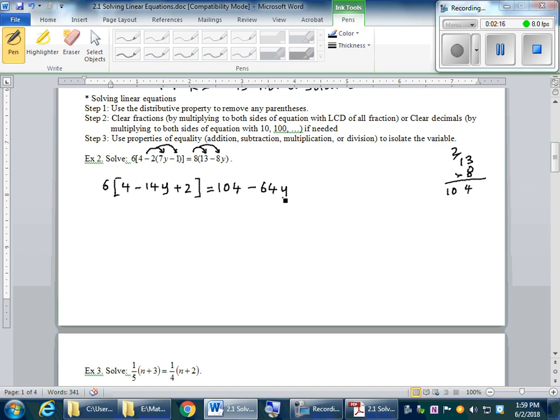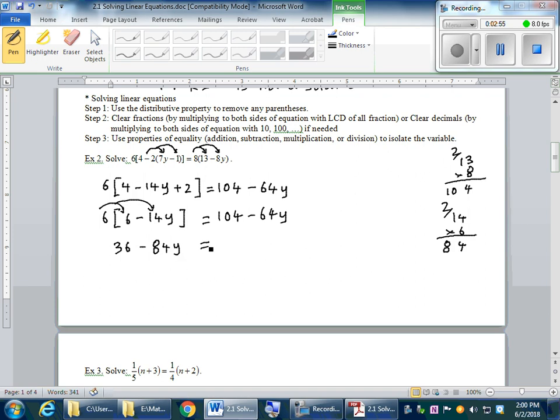Continue simplifying on the left hand side. Go by order of operations. So 4 plus 2 is 6 minus 14y is equal to 104 minus 64y. Now distributing 6, that will be 36 minus 6 times 14. You can multiply on the side again. 6 times 4 is 24. 6 times 1 is 6, so it would be 84. So that would be 36 minus 84y equal to 104 minus 64y.